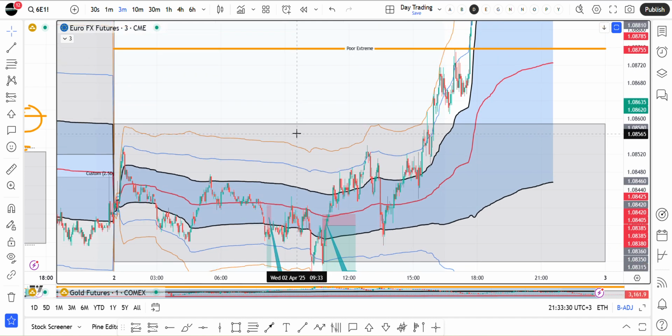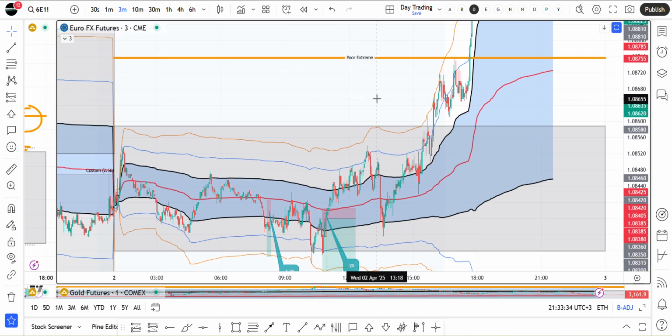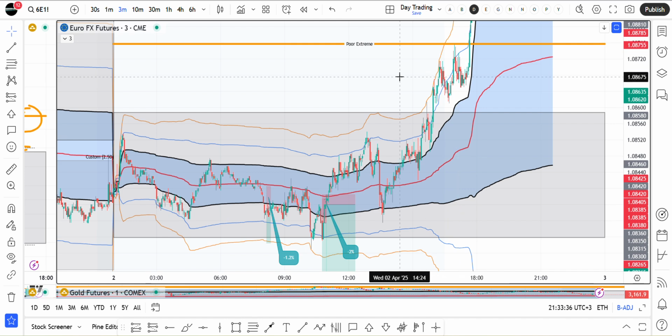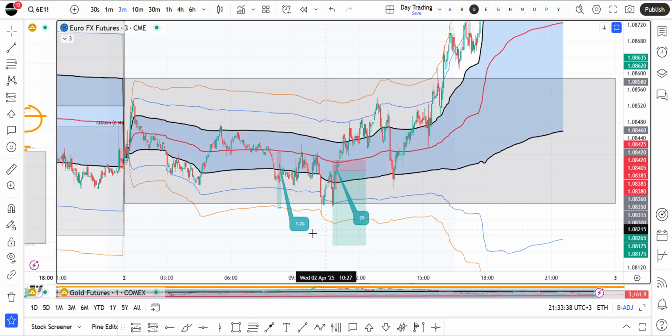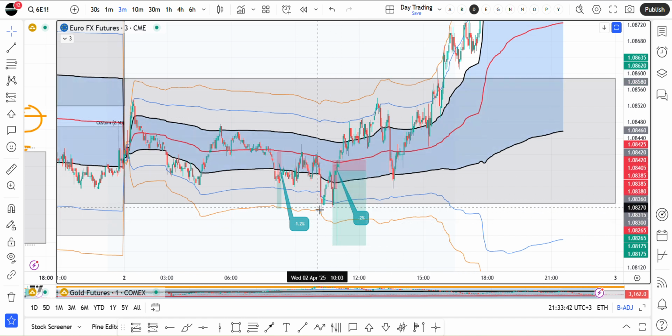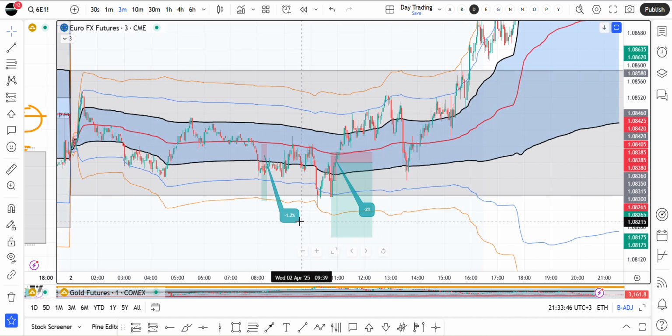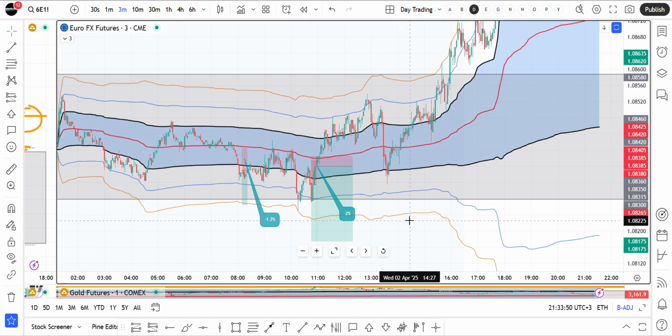So in the prep you guys saw, I marked off this poor extreme. Market went there. This is the value area, so I should have been buying here instead of selling. That's one important thing. Minus 1.2, so I got minus 3.2 on euro for the day, which is bad. It's terrible actually.